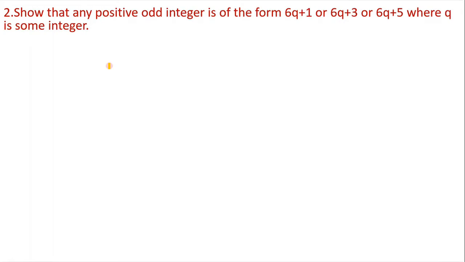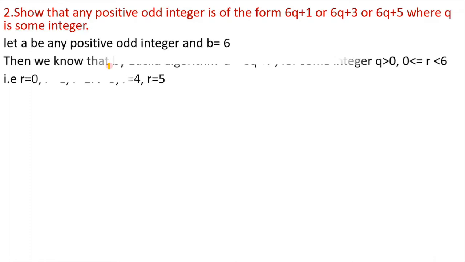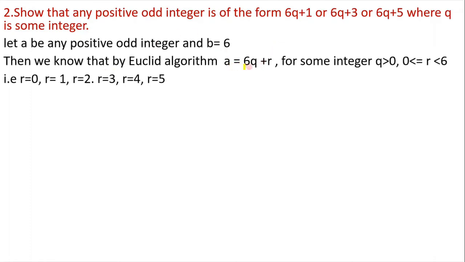Let us consider a to be any positive odd integer and the value of b is equal to 6. When we substitute b is equal to 6 in the general equation, we get a is equal to 6q plus r, where the range of r lies between 0 less than or equal to r less than 6. That is, the value of r is r equal to 0, r equal to 1, r equal to 2, r equal to 3, r equal to 4 and r equal to 5.